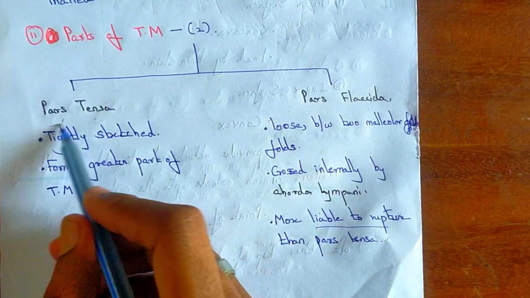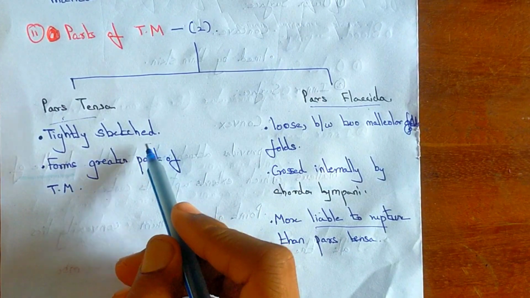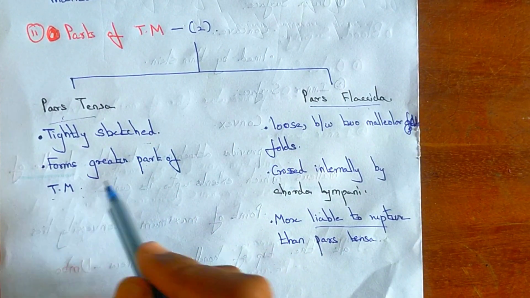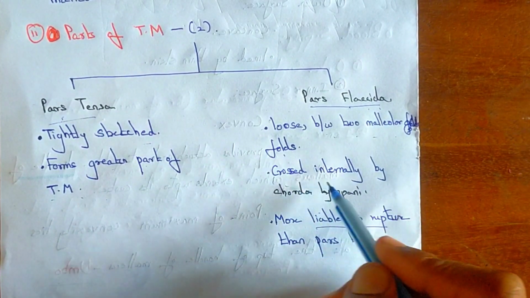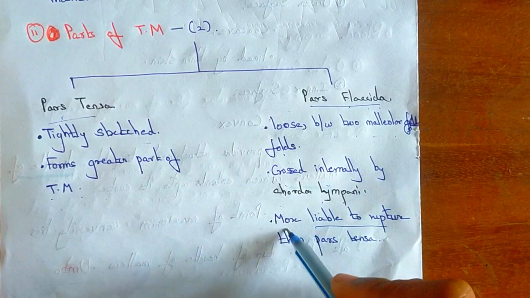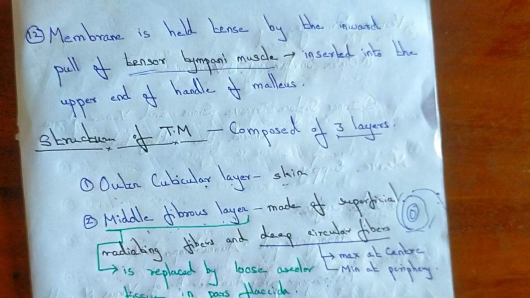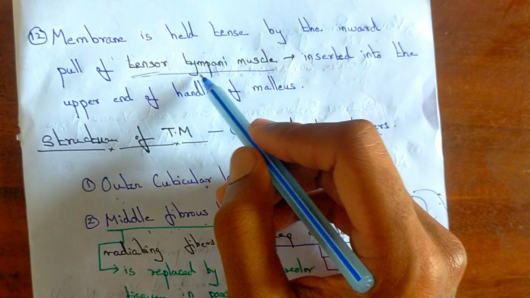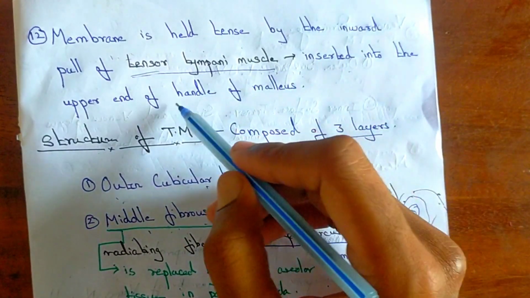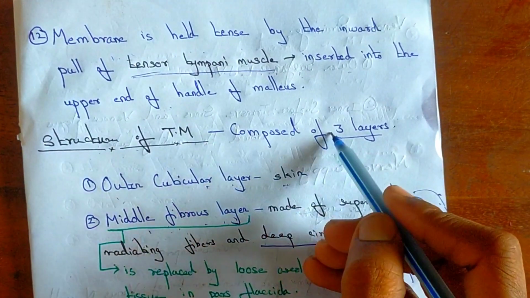The tympanic membrane has two parts, pars tensa and pars flaccida. Pars tensa is tightly stretched and forms the greater part of the tympanic membrane. Pars flaccida is loose, between the two malleolar folds, crossed internally by the chorda tympani, and more liable to rupture than the pars tensa. The tympanic membrane is held tense by the inward pull of the tensor tympani muscle inserted into the upper handle of the malleus. Got it?